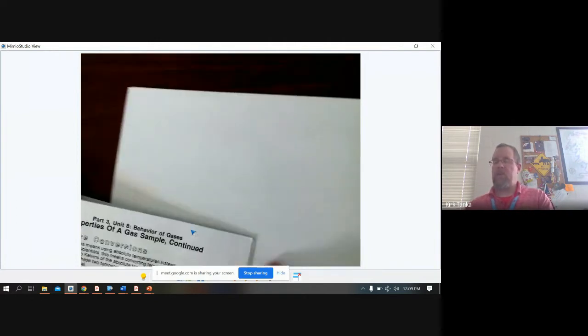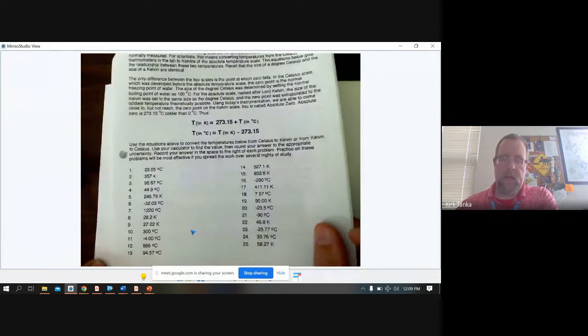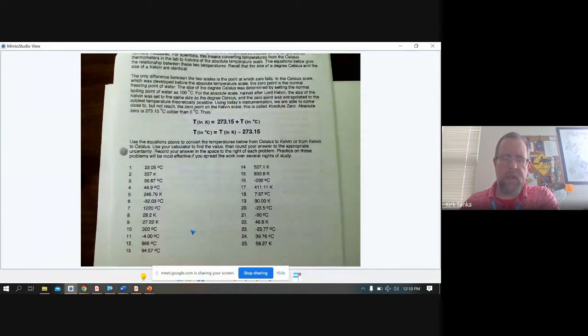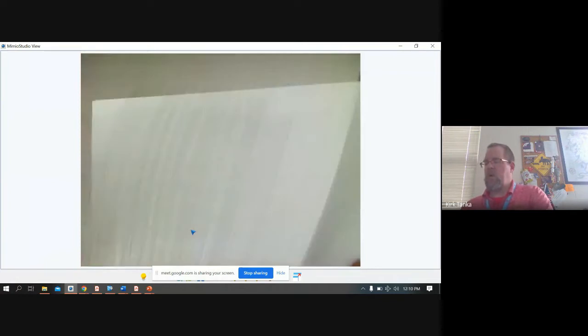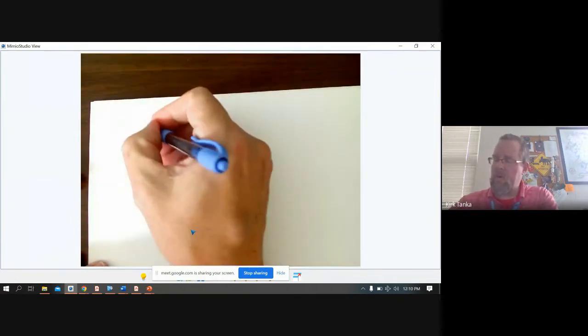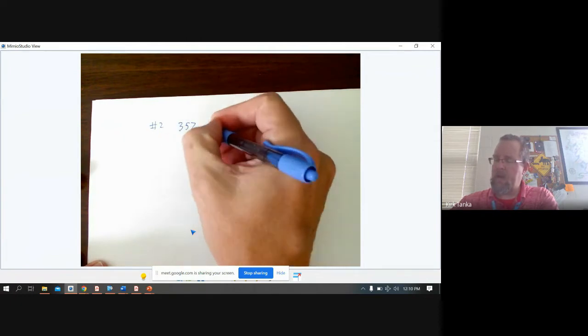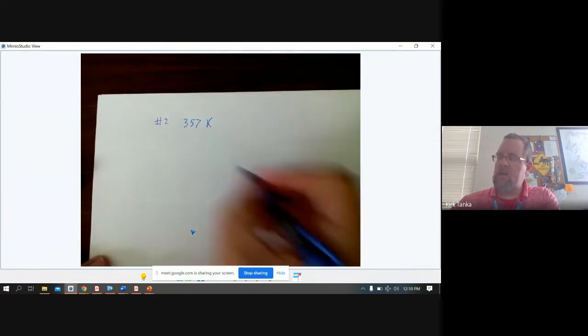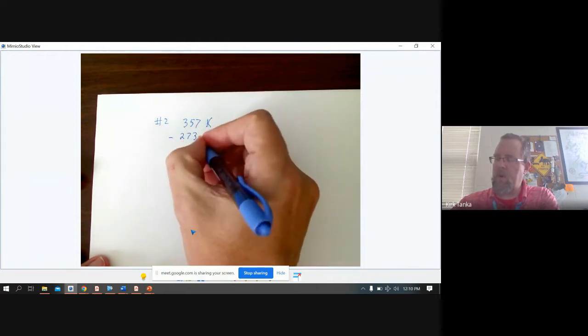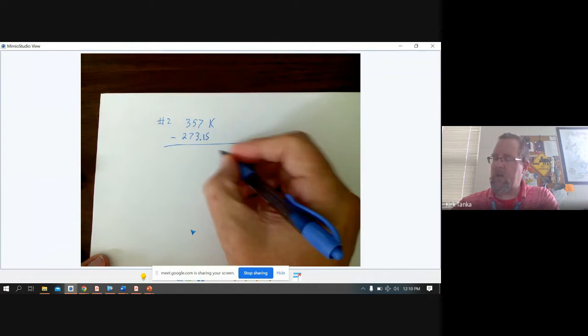So let's go ahead and do a problem on this. I am going to pick one that is a little bit more challenging. Let's do number 20 and number 2. We'll start with number 2, 357 Kelvin. If we want to convert that into Celsius, we subtract 273.15 from that to get it to be degrees Celsius.